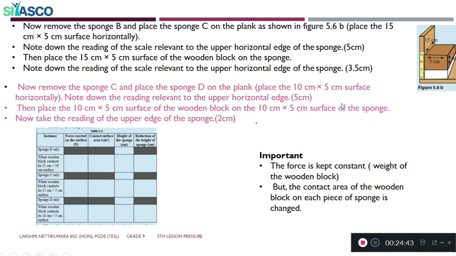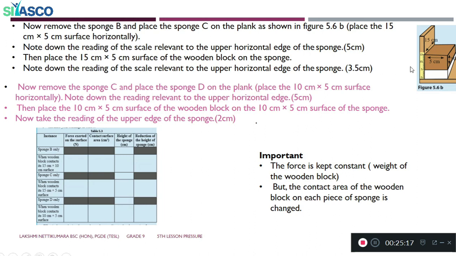Then what should you do? Your wooden plank also has 3 sides. So take the 15 by 5 centimeter surface and keep it over the sponge. We took the same wooden block, but changed the side. Now what will you observe? Whether it shrinks a similar amount or whether it shrinks more.